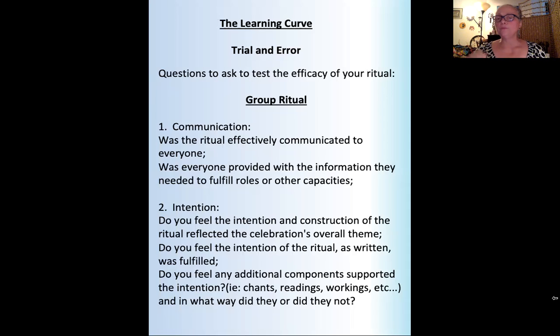And was everyone provided with the information they needed to fulfill roles or other capacities? So often in that outline that I gave you, roles will be assigned to people within the coven, so that they have an opportunity to kind of rotate through casting a circle, giving a statement of intent, invoking a deity, doing a working. So was the necessary information provided to everyone so that they felt comfortable in what they were doing?